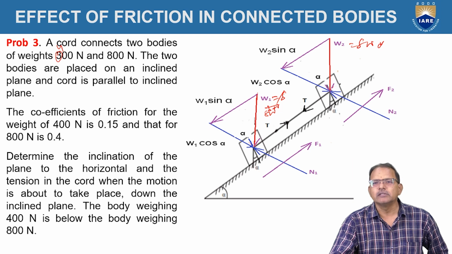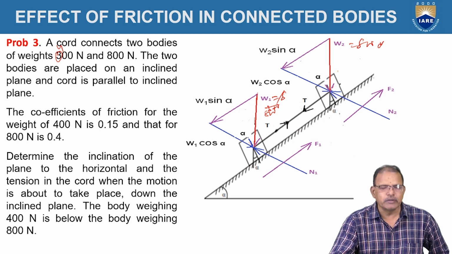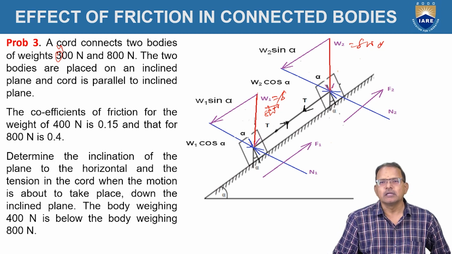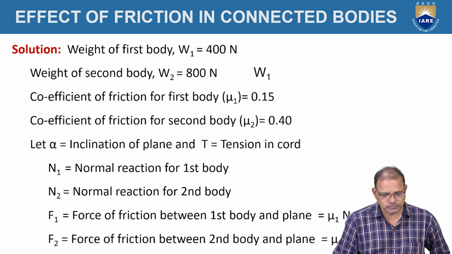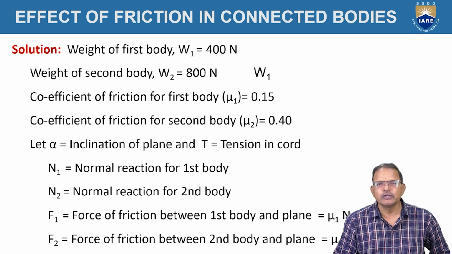We have to determine the value of alpha, that is the inclination of the plane with the horizontal. The coefficient of friction between the 400 newton body and the inclined plane is 0.15, and between the 800 newton body and the inclined plane is 0.4. This is the given data for this problem. Let N1, N2 represent the normal reactions and F1, F2 represent the frictional forces experienced between the bodies and the inclined plane.